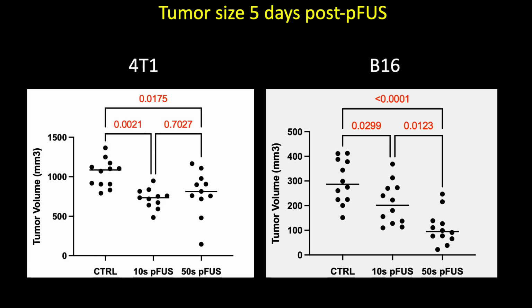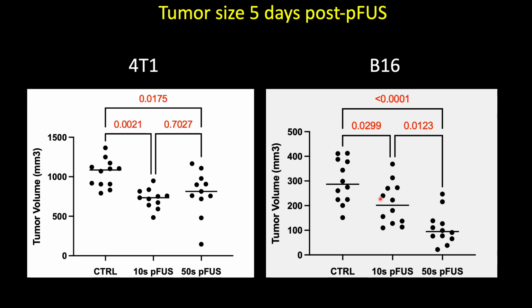So the last thing I want to show is how these transcriptomic changes correlate with tumor growth in an animal, or inhibition of tumor growth by pulse-focused ultrasound. What we're looking at here are tumor volumes 5 days after pulse-focused ultrasound for both the 4T1 and the B16. What we have repeatedly shown previously is that the conventional 10-second ultrasound condition yielded a significant inhibition in growth rate for both tumor types. And we see in this experiment, we are able to replicate those data.